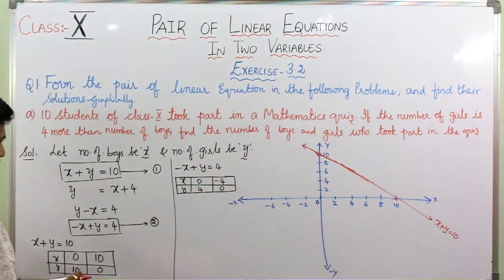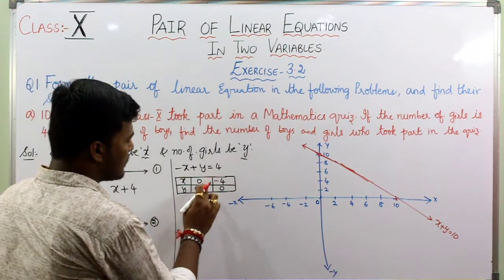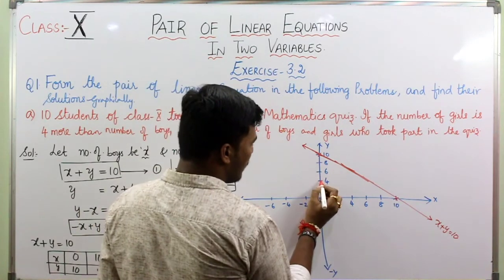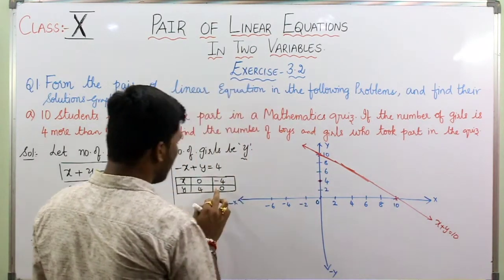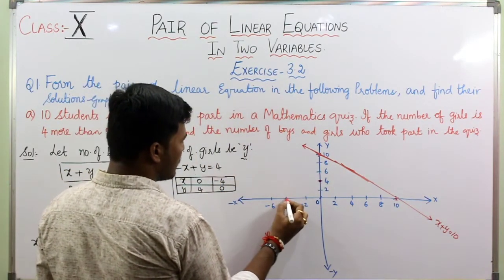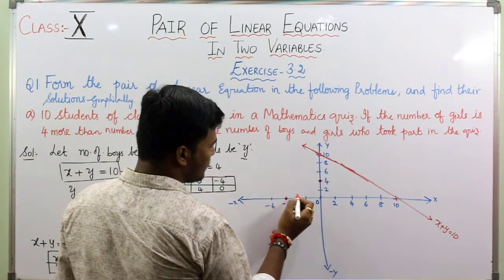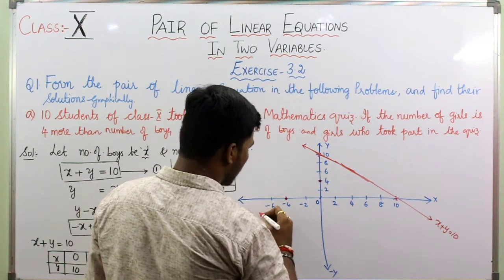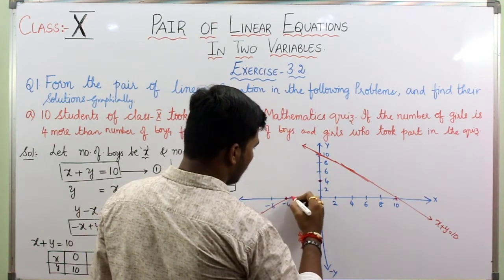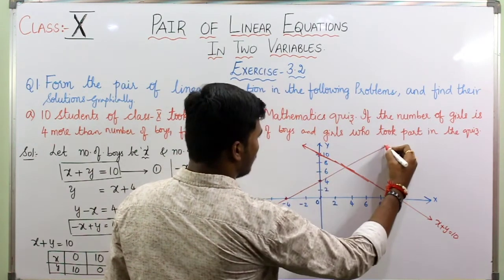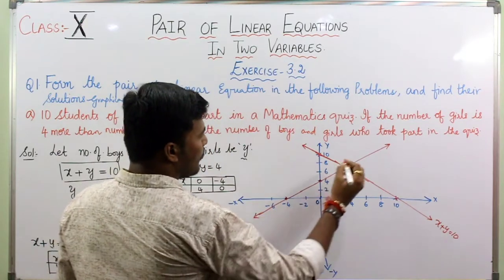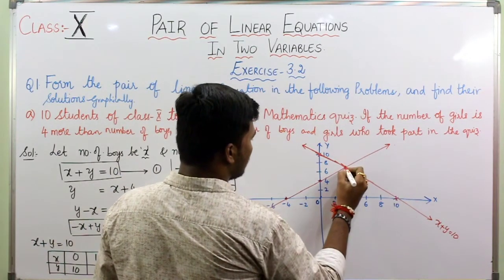Now the second one is x is 0, y is 4, and the second point is x is minus 4 and y is 0. So it will be lying on the same line. Now we have to draw a line across these two. Both are intersecting at one point, right?